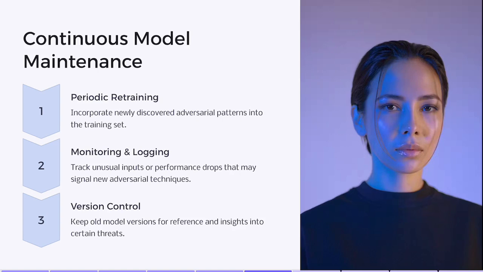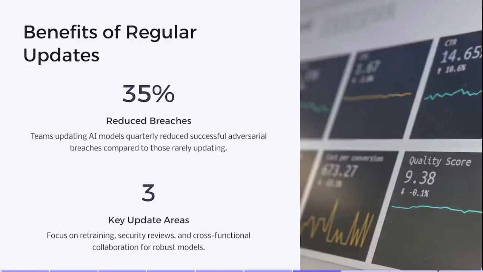And version control. Keep old model versions for reference. If a new attack emerges that your updated model can't handle, a previous model might offer insights or coverage for certain threats. A survey by Microsoft found that teams updating AI models at least quarterly reduced successful adversarial breaches by 35% compared to those who rarely updated.